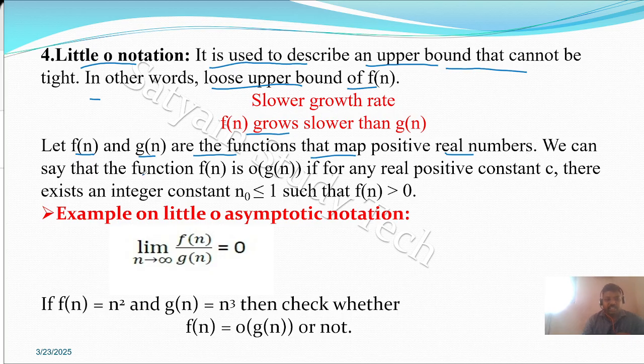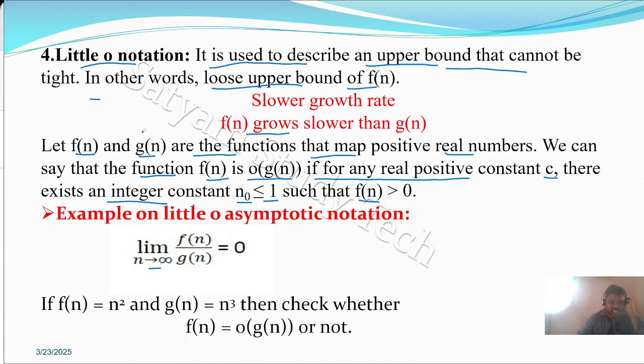You can say that the function f of n is little o of g of n if for any real positive constant c, there exists an integer constant n naught greater than or equal to 1 such that f of n is greater than 0. So you can see here the limit as n tends to infinity of f of n by g of n equals 0. So you can take any function f of n and g of n. So f of n has a slower rate than g of n.